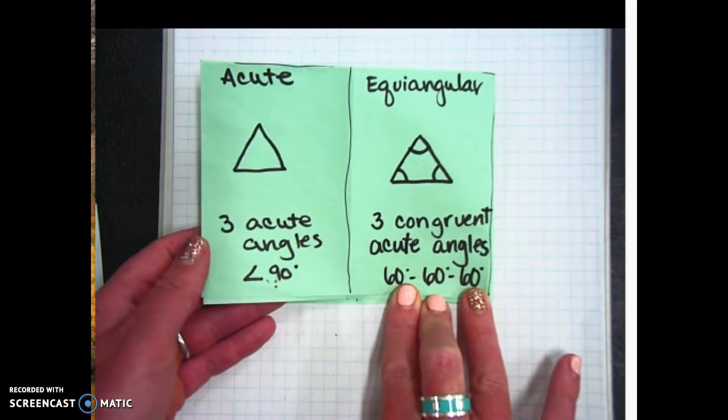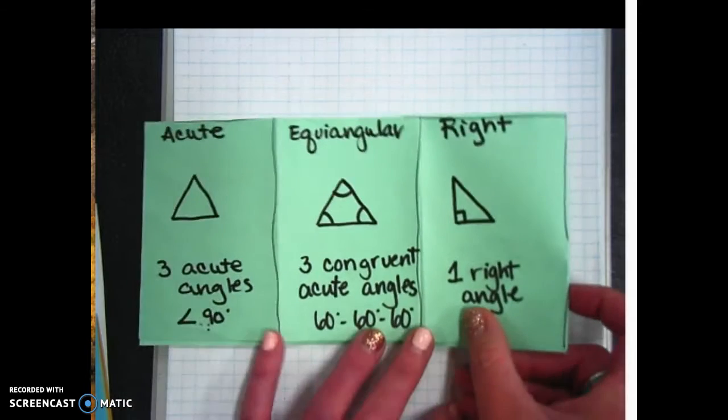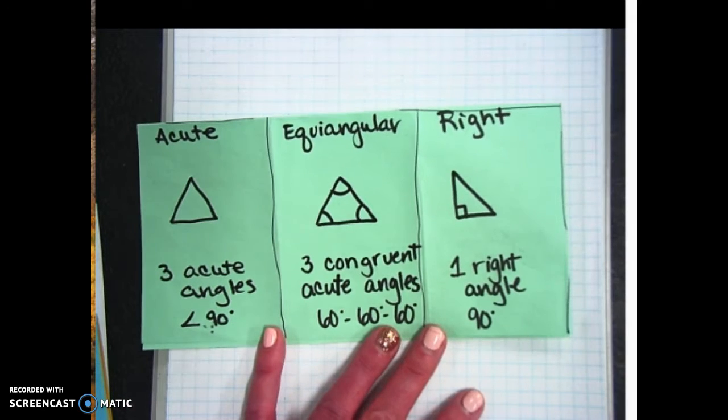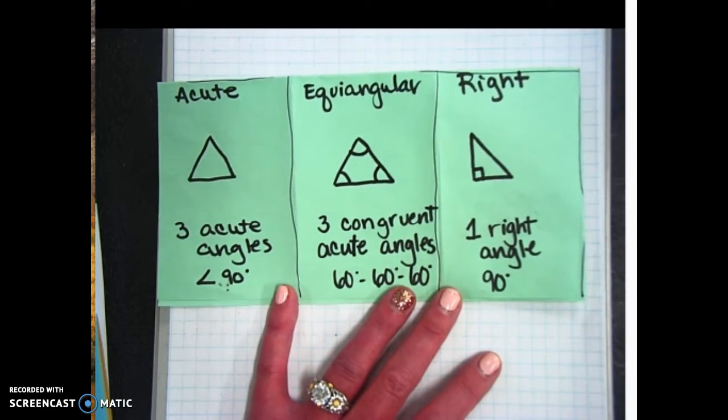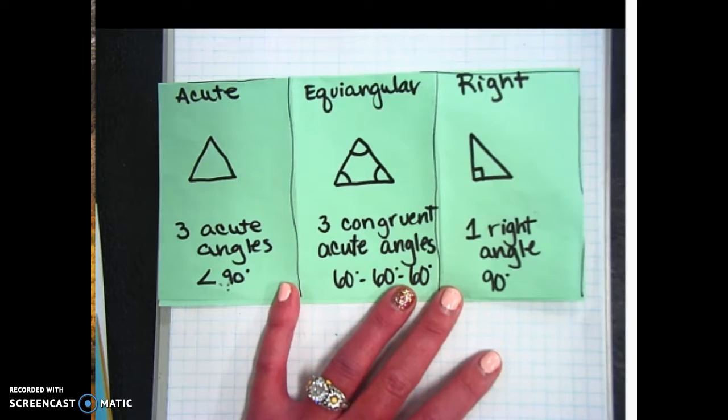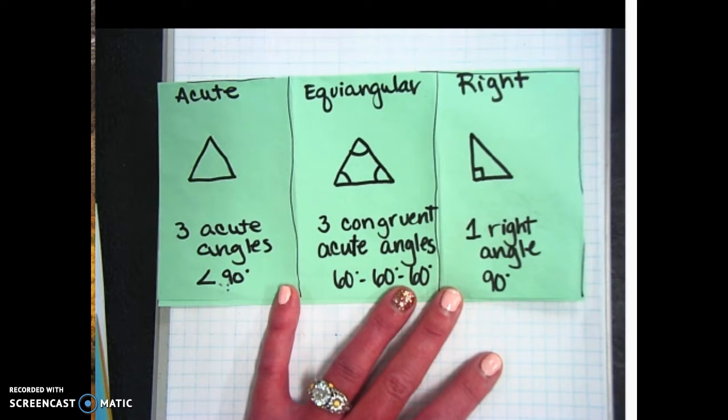All right, the third way to classify a triangle by its angles is a right triangle. Right triangles are going to have exactly 1 right angle. Can a triangle have more than 1 right angle? How many degrees does the total angles of a triangle add up to? 180. So can you have more than 1 angle that's 90 degrees? No. Can you have a triangle that has 2 90-degree angles? No, you can't, because that would add up to 180. What would happen to the third angle?